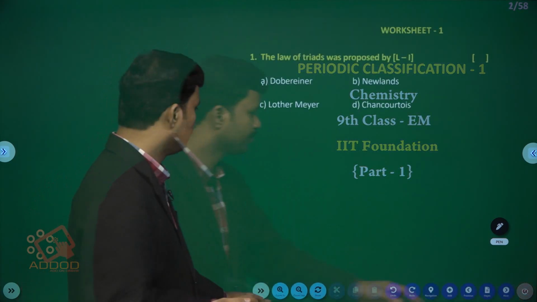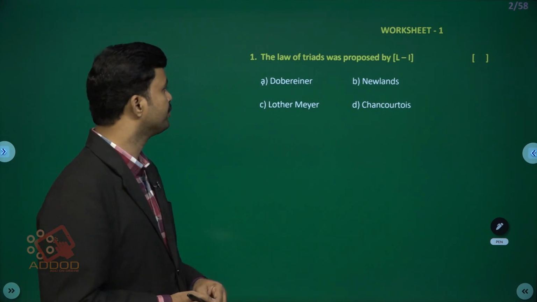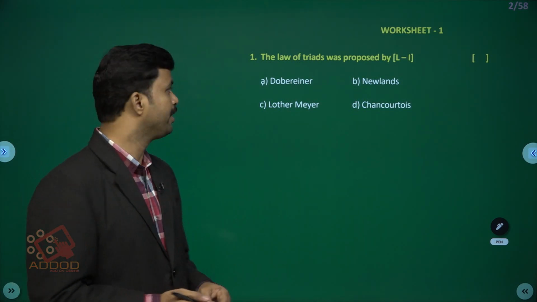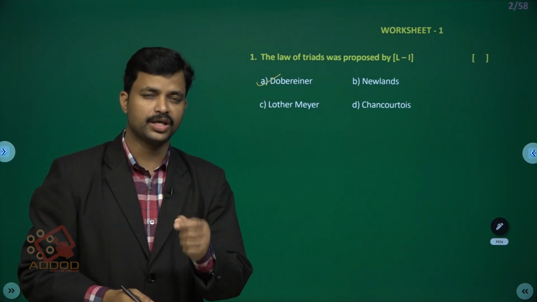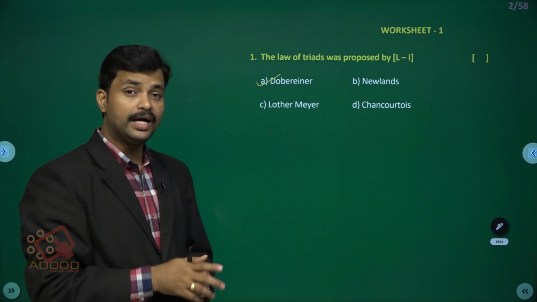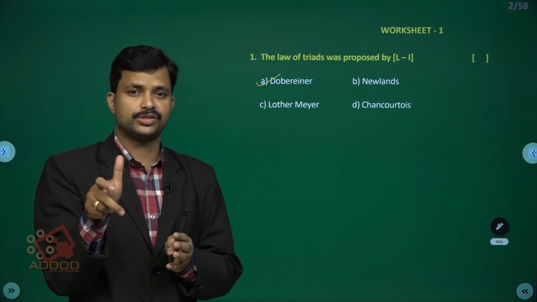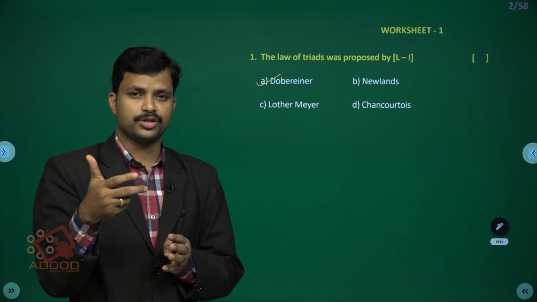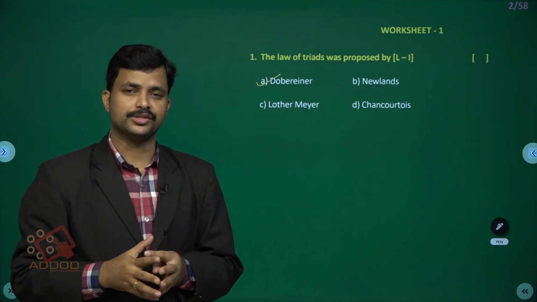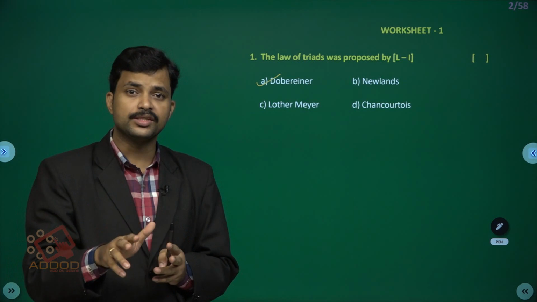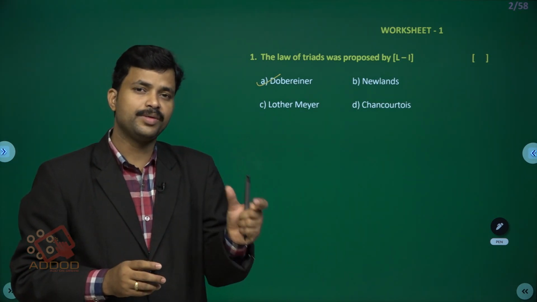Let us go. Well, the law of triads, Dobereiner's triad system. Who did that? Dobereiner, correct? What is that triad system actually? Just take a recap about it. He grouped the elements as three elements in a set, and they are similar in properties. What is the basis to make them a set of three elements?